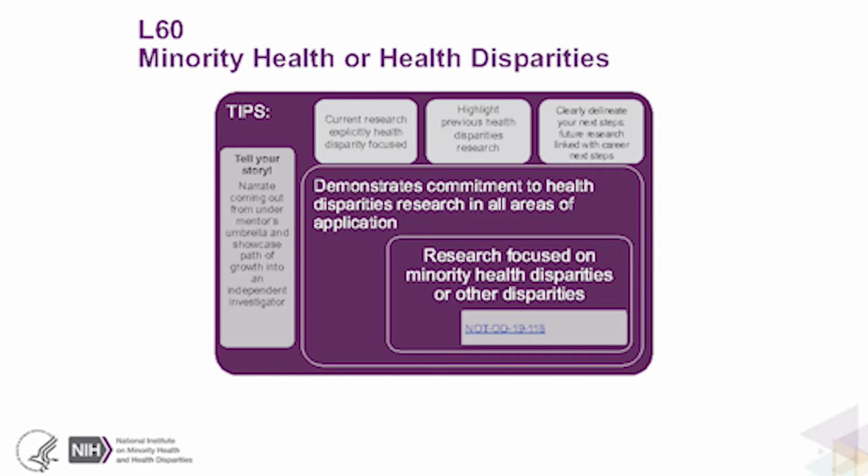Second, you need to highlight previous health disparities research that you've been engaged in. This can be done in your bio sketch, it can be done in your personal statement, but it should also be done in your research statement and in your mentor's letters. Third, you should clearly delineate your next steps for future research linked with your career next steps. So you're arguing on two levels. You're arguing on your career development level, as well as the level of development of the science. What are you doing to develop your scientific questions? And then how are you going to do that with the career path and the career development steps you're taking?